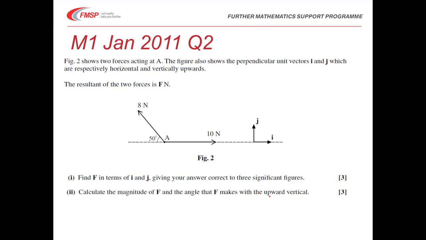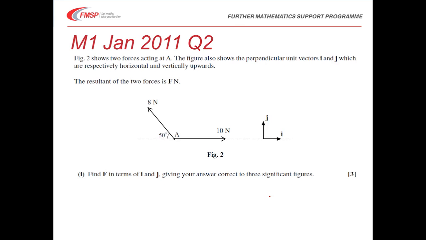Okay, one last question. So again, pause the video if you'd like to read through it in full. And let's have a look at part 1. So we've got two forces acting at a point, and we've got our i and j drawn on the picture here, and we have got to find the resultant of these two forces. So let's have a look at what's happening horizontally to start off with.